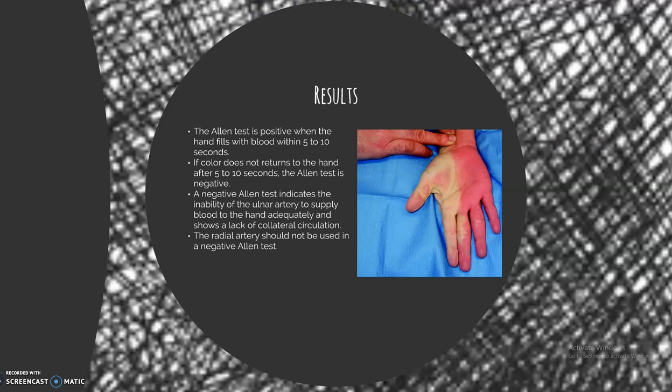If the color does not return to the hand after 5 to 10 seconds, the Allen test is negative. A negative Allen test indicates the inability of the ulnar artery to supply blood to the hand adequately and shows a lack of collateral circulation. Therefore, the radial artery should not be used in a negative Allen test. So see here, we should see the hand go back to its normal color, and part of the hand is not. So this would be a negative test result.